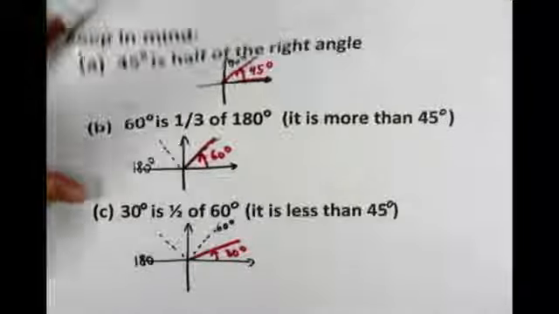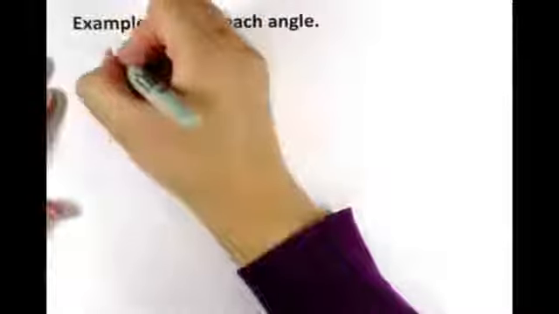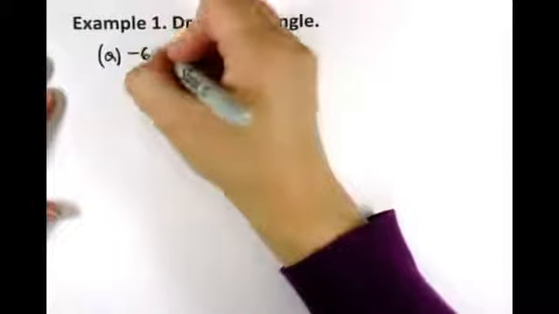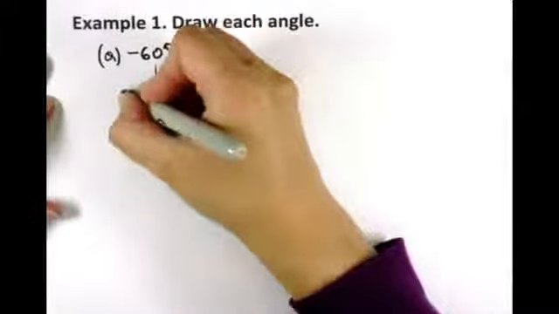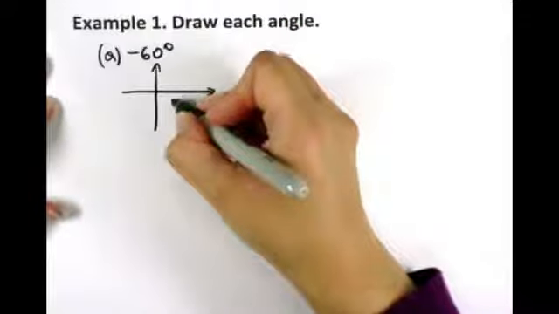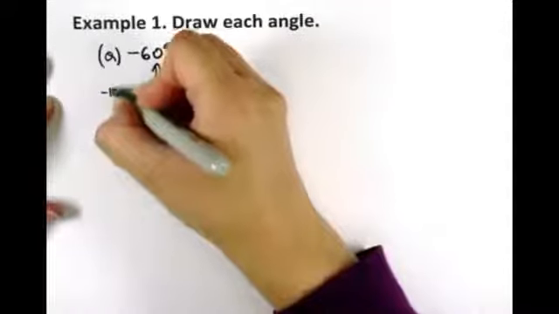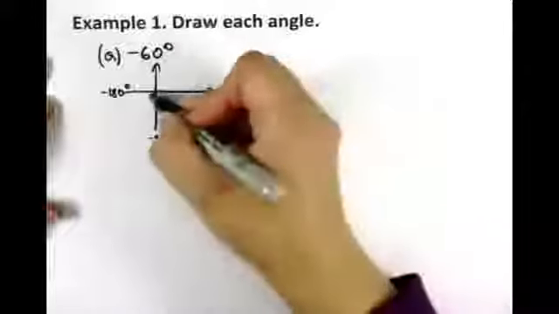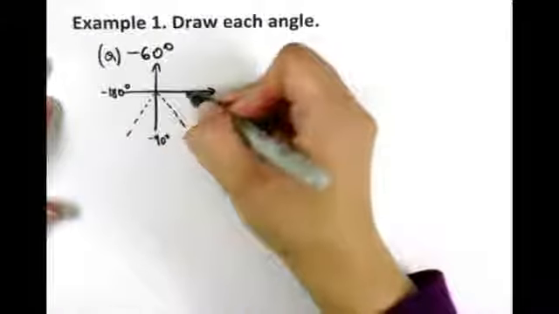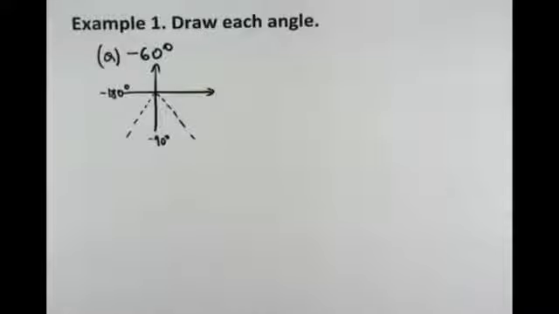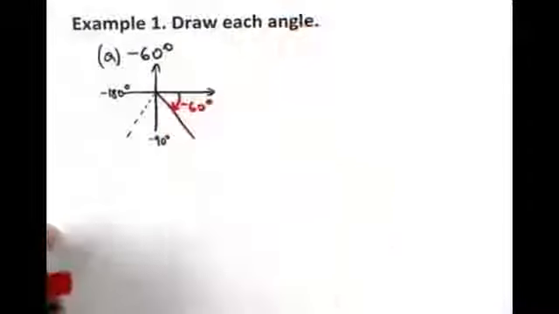So now we would like to do example one. Draw each angle, and we have A. We would like to draw minus 60 degree angle. Minus 60 degree opens clockwise, so I go to the coordinate system, and if I keep opening this way, this would be minus 90. If I open this way, it would be minus 180. Now I divide this 180 into three parts, 1, 2, and 3, and one of them is my 60 degree. So this would be my minus 60 degree angle.